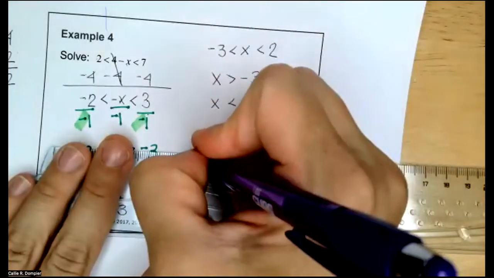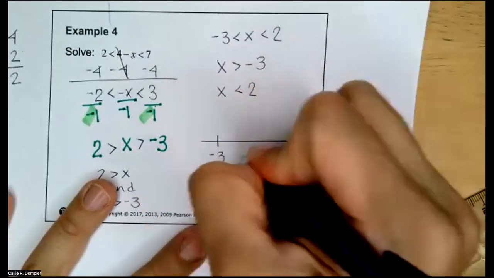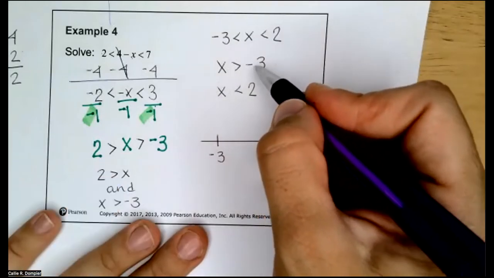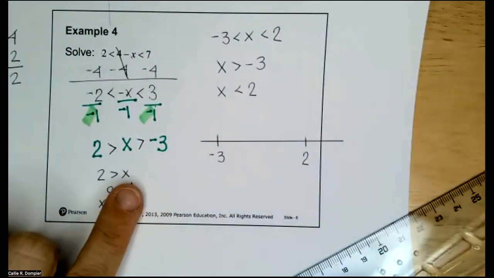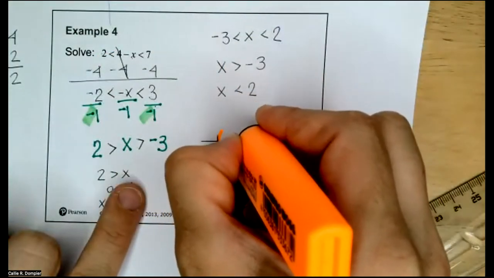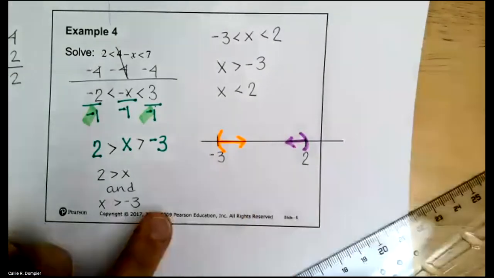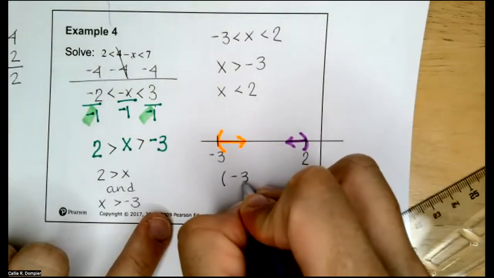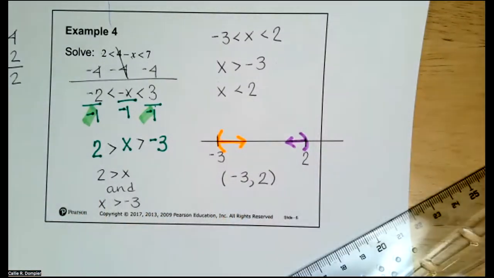I have a number line. All right. Here's -3. Here's a +2. X is greater than -3. There were no equal signs, so it's only going to be parentheses. X is greater than -3. And x is less than +2. Open the parentheses. Start at -3. It ends at 2. We close the parentheses. It does not include 2.